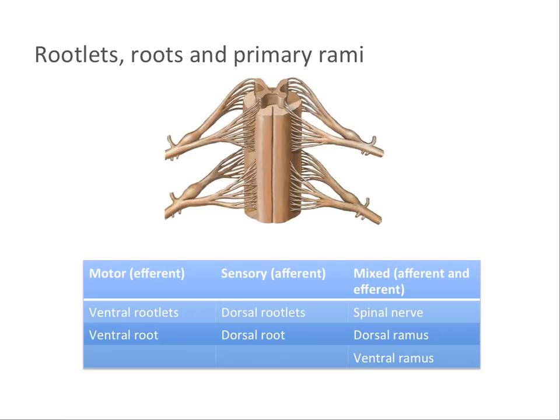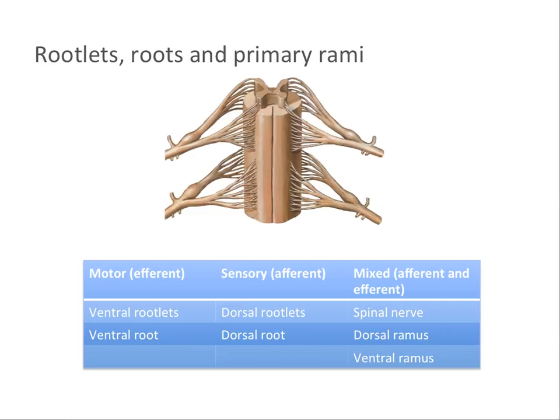So just to summarize, the ventral rootlets, which are here, and the ventral root is motor, which is classified as being efferent because its information is going away from the central nervous system. The dorsal rootlets, which are here, and the dorsal root, which is here, is afferent because it contains sensory information, and the sensory information is going back towards the central nervous system.